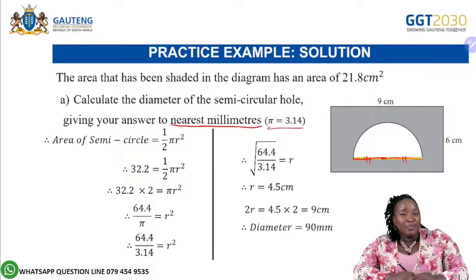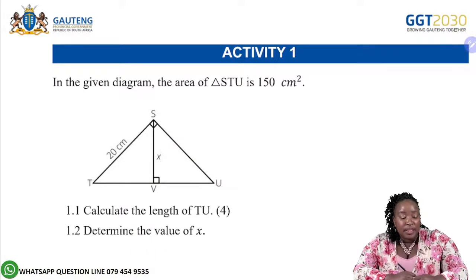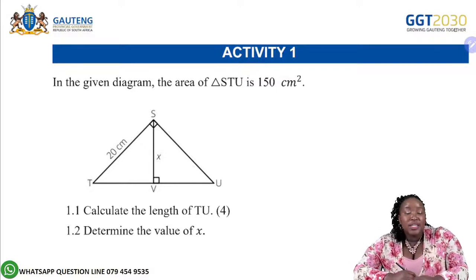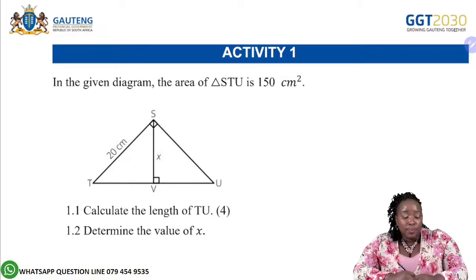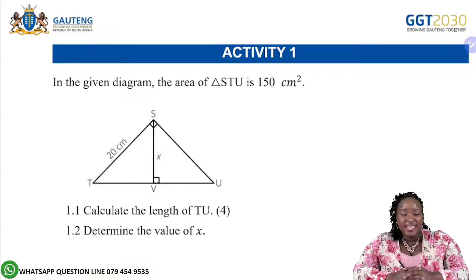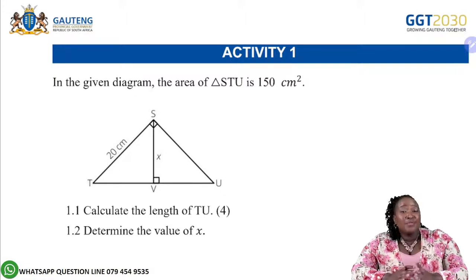Now, let's see what B requires of us. All right. Okay. So, the second question is actually based on triangles, and this you are going to have to practice, right? It says in the given diagram, the area of triangle STU is 150 centimeters. Okay, you have to calculate the length of TU, right? I am tempted to give you a hint, but I really would like to see you try and also give you the opportunity to test yourself, right?